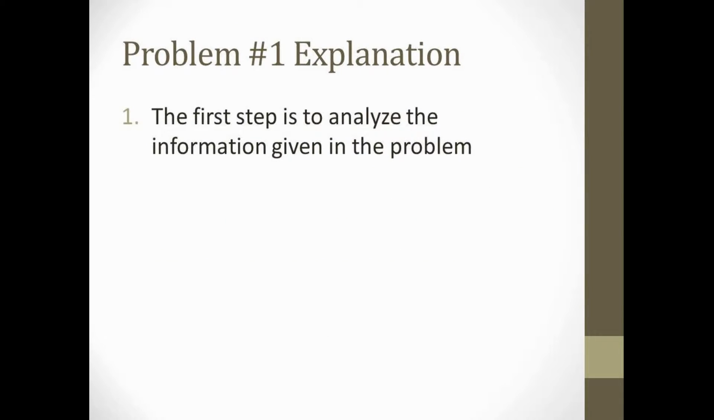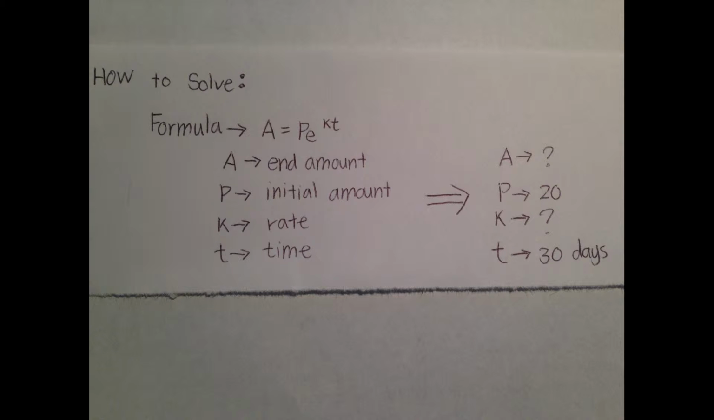Problem number 1. Explanation. The first step is to analyze the information given in the problem. How to solve? First, we have the formula A equals Pe to the kt power. Now, A represents the end amount, P represents the initial amount, k the rate, and t the time. In the context of the problem, we are searching for A, and for P we know that the initial population is 20. We are searching for k, and for t the time we know is 30 days, a month.